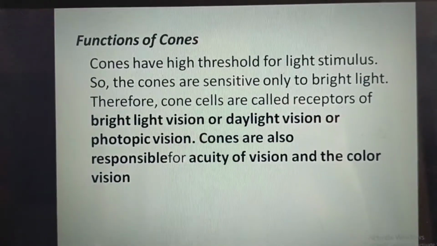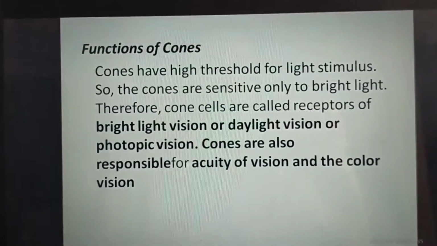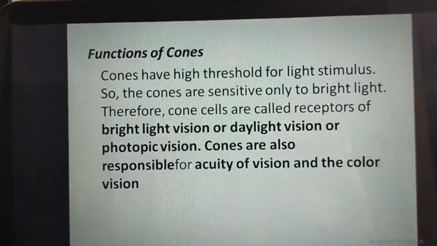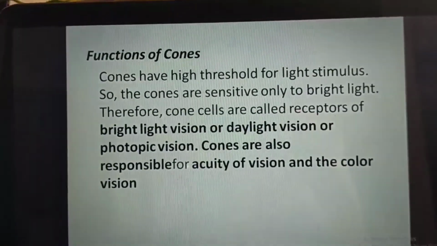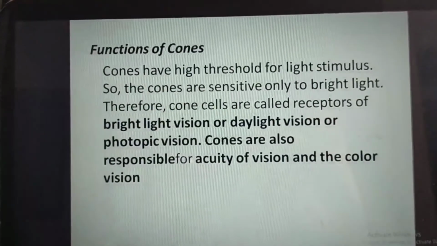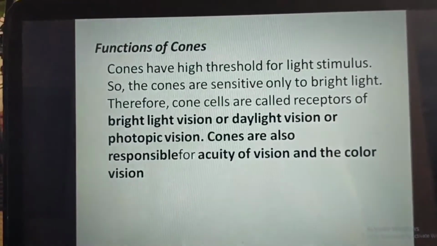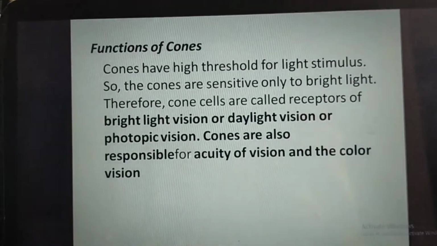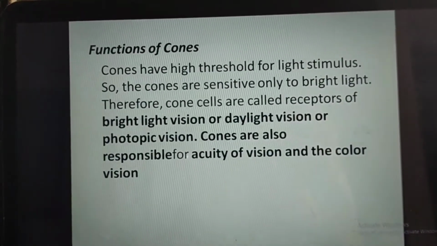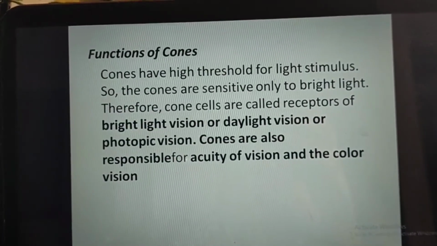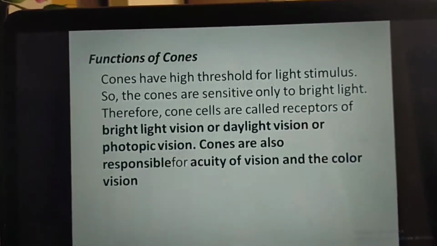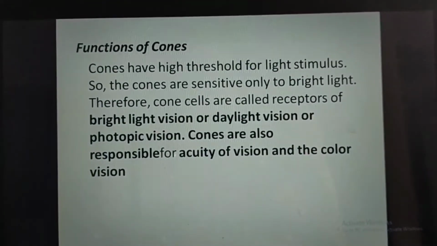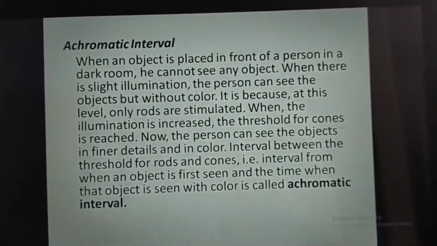Functions of cones. Cones have a high threshold for light stimulus, so the cones are sensitive only to bright light. Therefore, cone cells are called the receptors of bright light vision or daylight vision or photopic vision. Cones are also responsible for acuity of vision and color vision. It is also called acuity. We'll talk about this later on. What is acuity of vision?